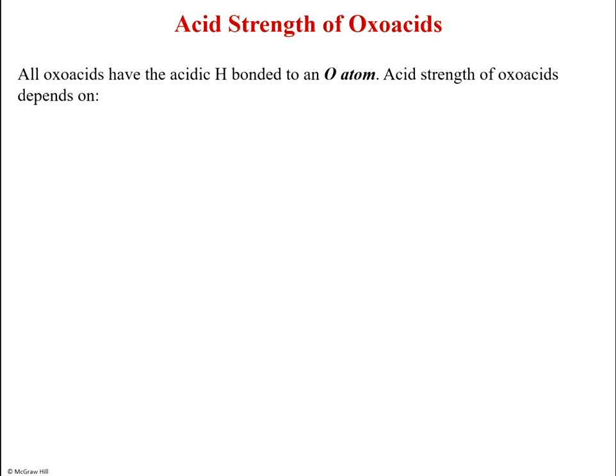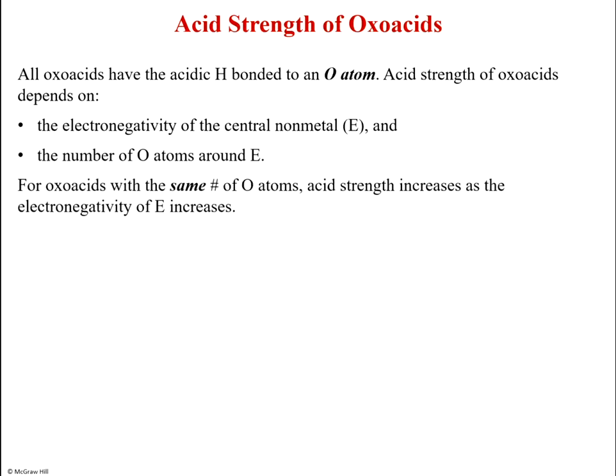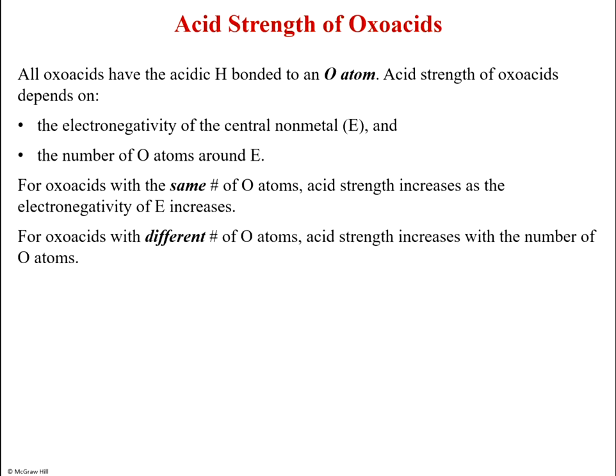For the oxoacids, all the oxoacids have their acidic hydrogen bonded to an oxygen atom. The acid strength of oxoacids depends on the electronegativity of the central nonmetal atom and the number of oxygen atoms around the central nonmetal atom. For oxoacids that have the same number of oxygen atoms, the acid strength increases as the electronegativity of the central nonmetal atom increases. For oxoacids with different numbers of oxygen atoms, acid strength increases with the number of oxygen atoms.